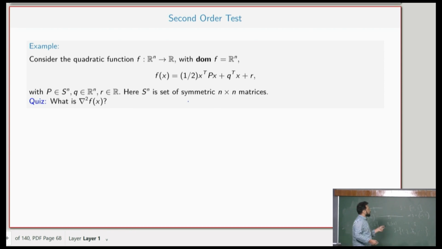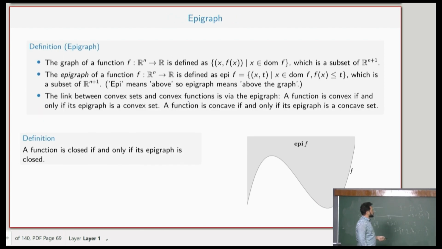Okay, so what is gradient, what is Hessian? So in this case, for this guy to be convex, now the second derivative gives us p. Now then from the second derivative test, p must be positive definite. Okay, for this quadratic function to be convex.